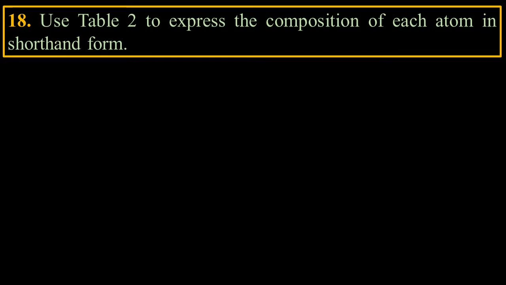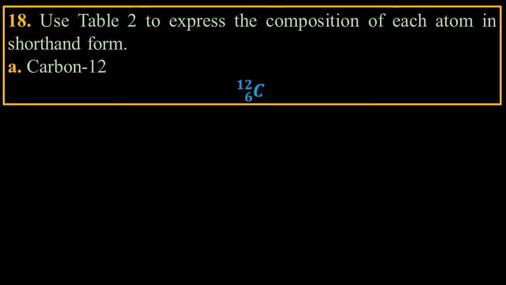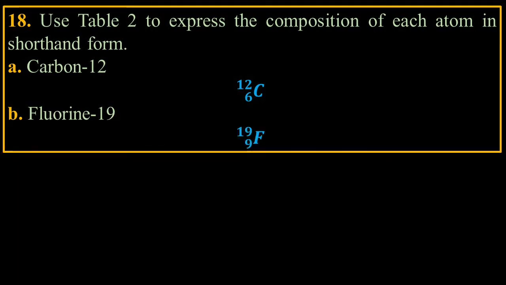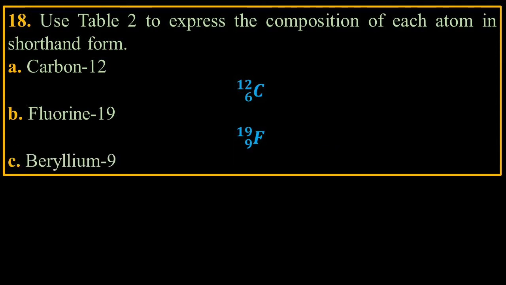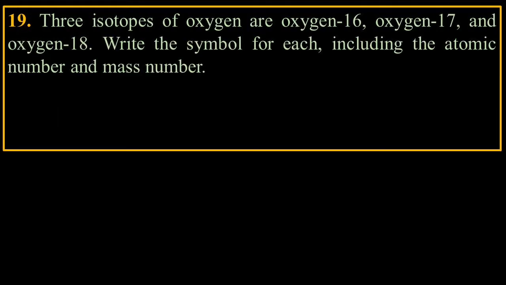Use table 2 to express the composition of each atom in shorthand. Well, carbon 12 would be 12 over 6 because it has a mass of 12 and an atomic number of 6. Fluorine would be 19 over 9. You don't really need table 2. Well, table 2 is the periodic table, but you know, some of these should be very familiar to you. 9 over 4 for beryllium, the atomic number is 4. The mass number, that's the rounded whole number from the periodic table.